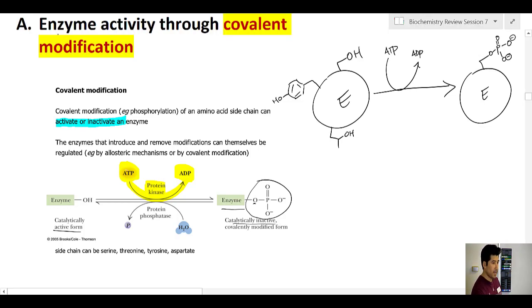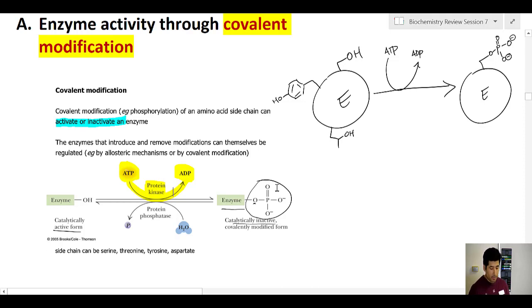Are there any questions about that? This is a really important concept that you guys need to understand. Enzymes can act on other enzymes. Are we okay with that? Are there any questions about that? All right. So is covalent modification only phosphorylation, or is there more? There's more. Yeah, you can also transfer acetyl groups and methyl groups, but the main one that you guys are going to see is phosphorylation.